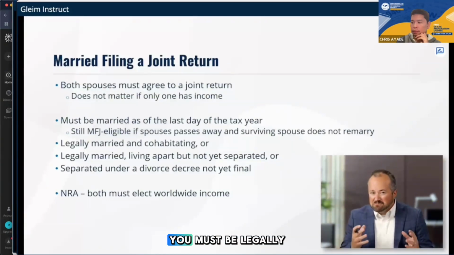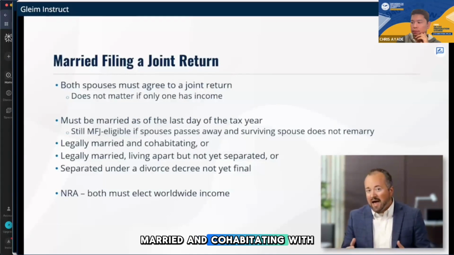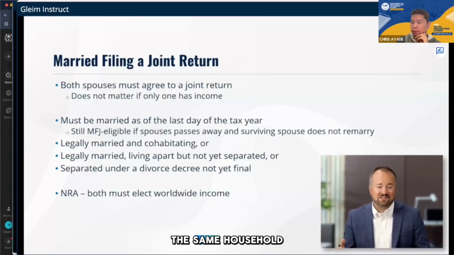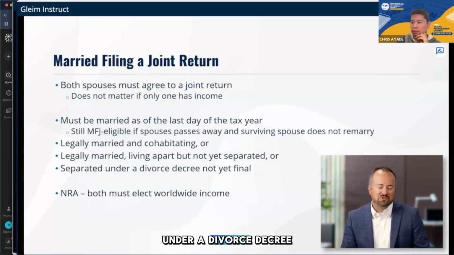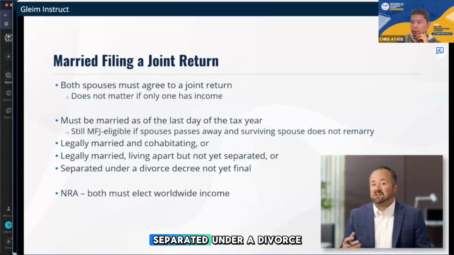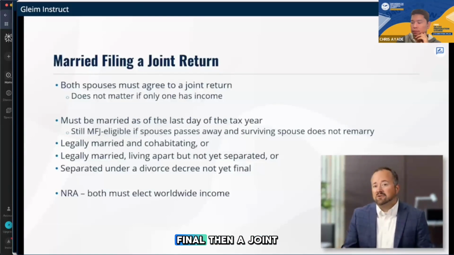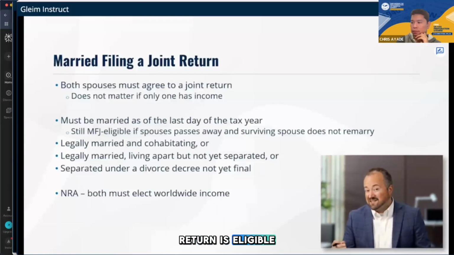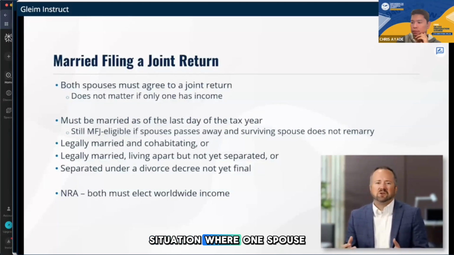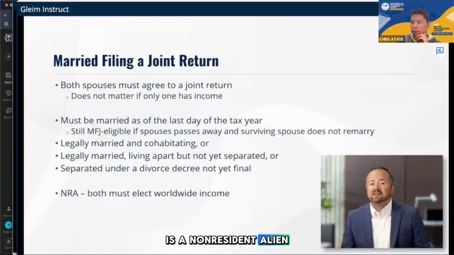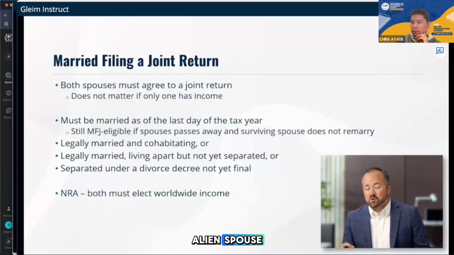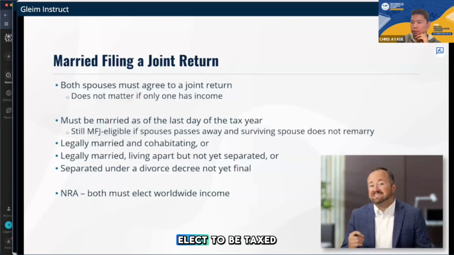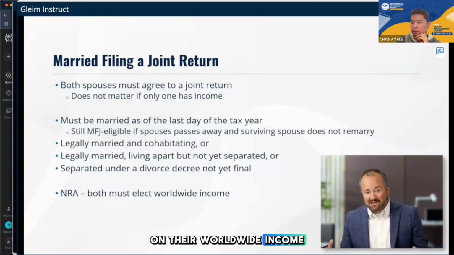For tax purposes, you must be legally married and cohabitating with your spouse, which means living in the same household, or if you're legally married and living apart, but not technically separated under a divorce decree, or the taxpayers are separated under a divorce decree that is not yet final, then a joint return is eligible. If we have a situation where one spouse is a non-resident alien, then both the U.S. citizen and the non-resident alien spouse, or NRA spouse, must elect to be taxed on their worldwide income.